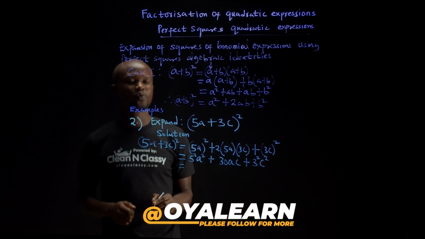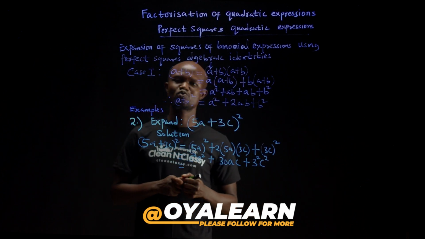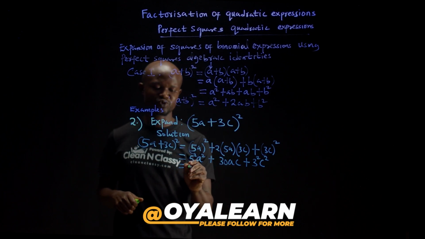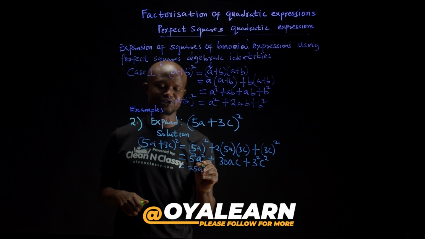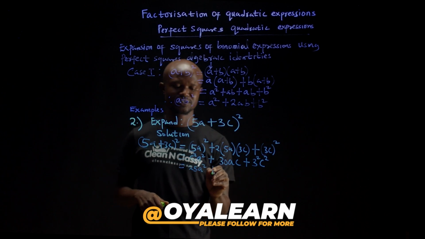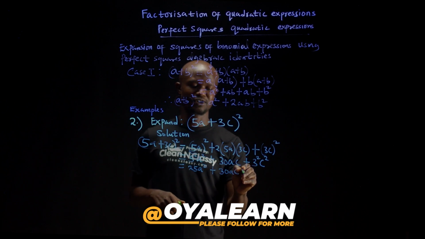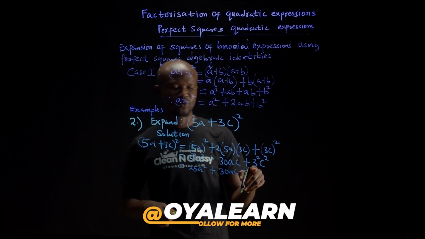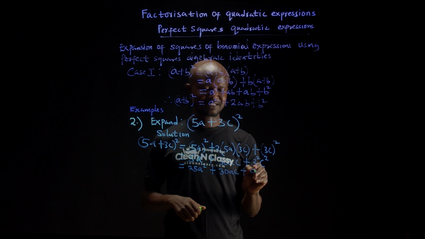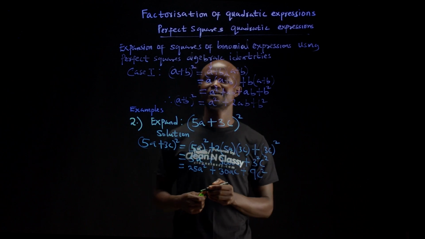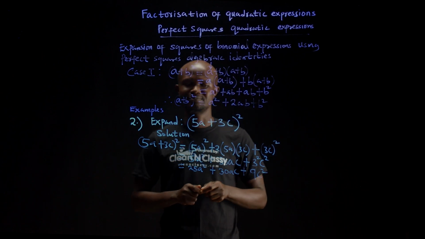Now, what is 5 squared? 5 squared is 5 times 5, and that's 25. So we have 25a squared plus 30ac plus what? 3 squared. What do we have? That's 9. So we have 9c squared. That is the solution to the problem. Thank you.